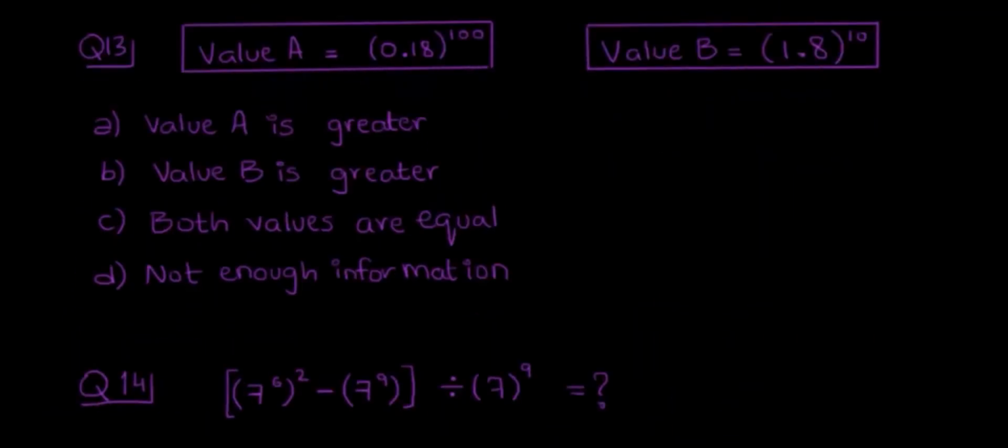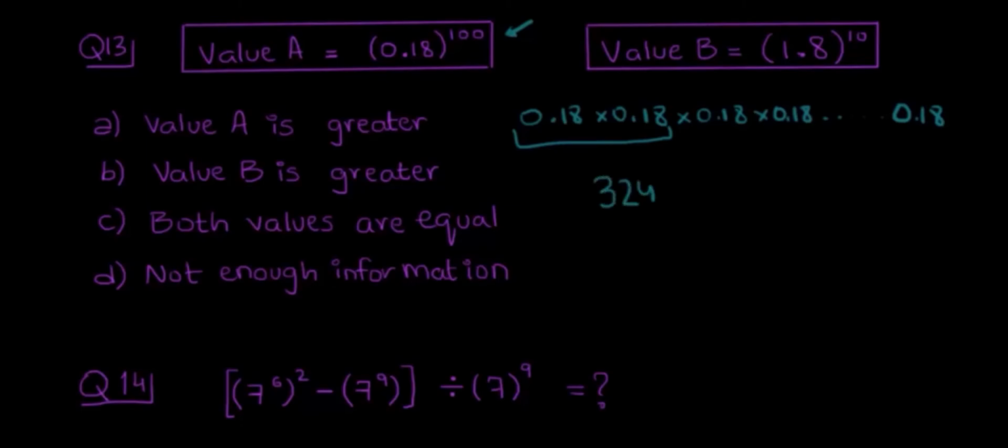Question number 13. You've got value a, you've got value b. From the looks of it, which is greater? Usually because students see 100 over here, they go like value a is greater, but actually if you think about it, what's happening? 0.18 times 0.18 times 0.18 times 0.18. How many times? 100 times. And what's happening? Because they multiply together, and now that I do know the square numbers, I know that this is 324.